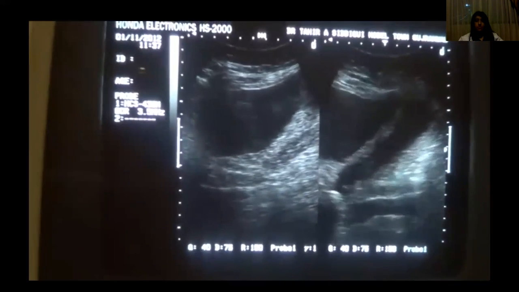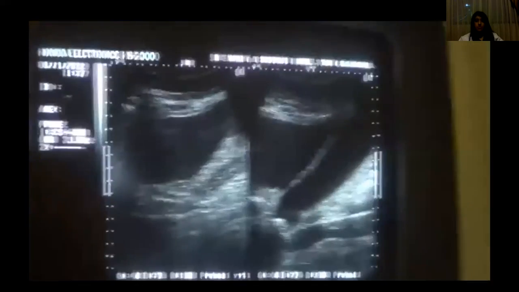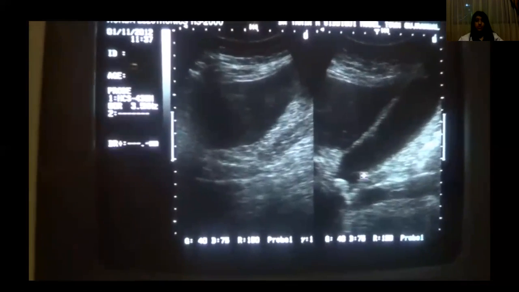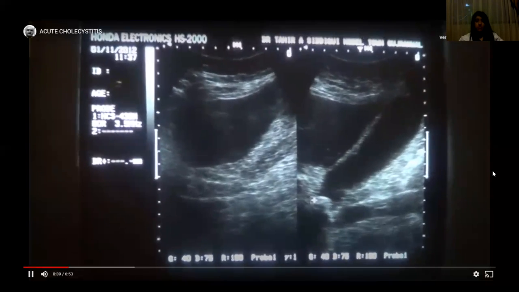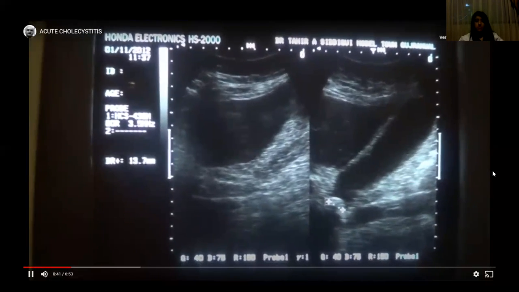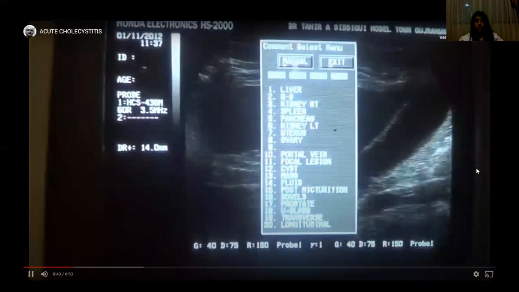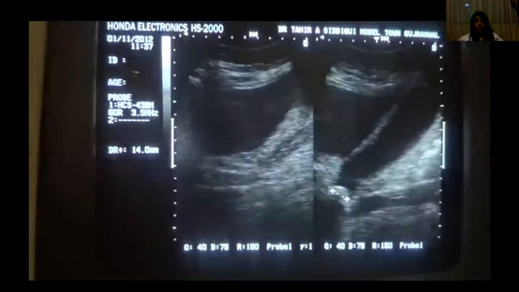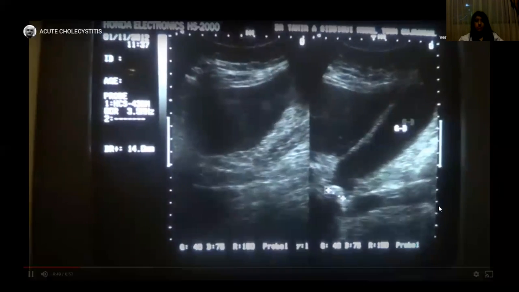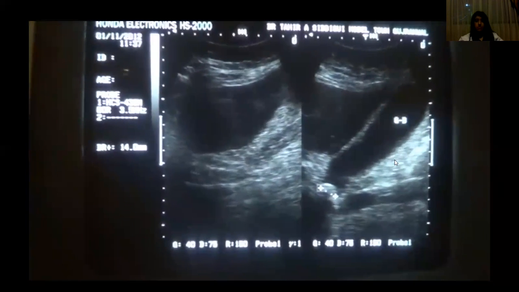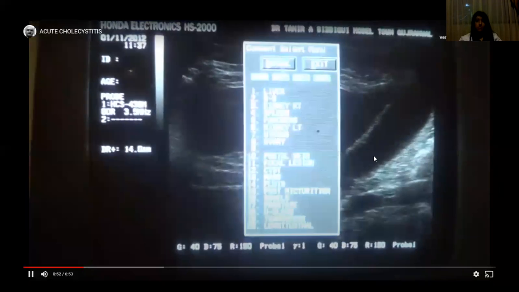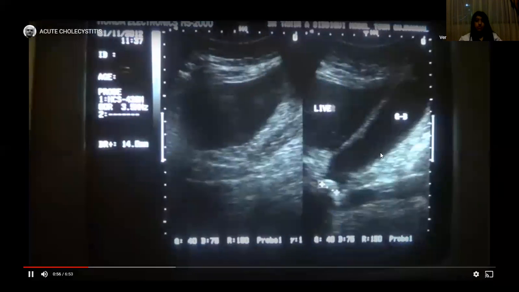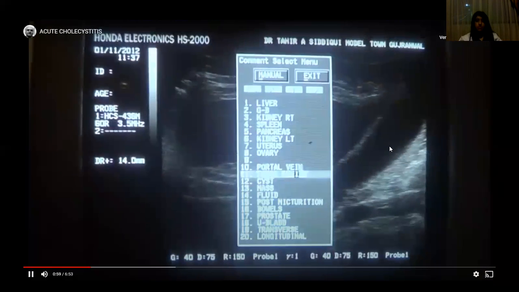And here you see that there is a calculus impacted in the neck of the gallbladder. In this area, this is the calculus measuring 14 millimeters. This is the gallbladder, the longitudinal section. This is the liver. This is the portal vein.